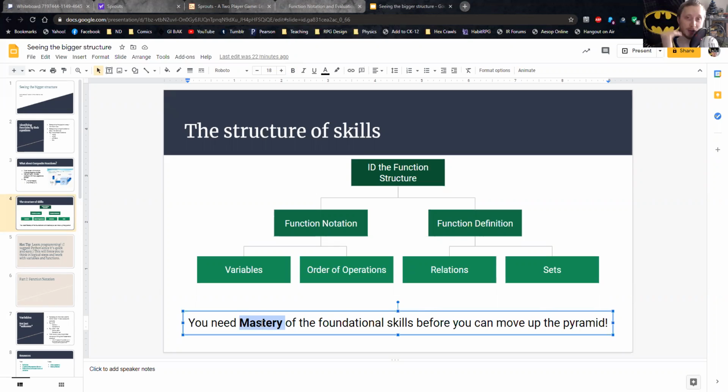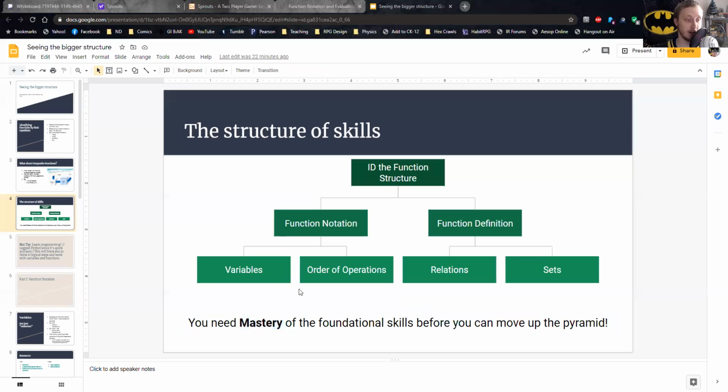You need to get to mastery. Mastery means you can't get it wrong. You get it right every time. That's the difference. And I think that's what we need to spend more time on next semester, is focusing on mastery of some of these skills so that you can move up the pyramid. And the old stuff is not holding you back, okay?